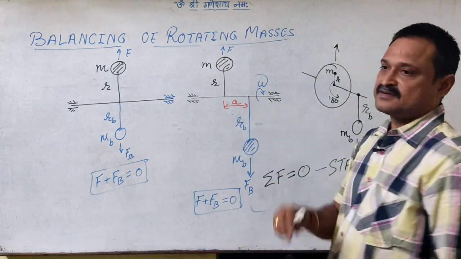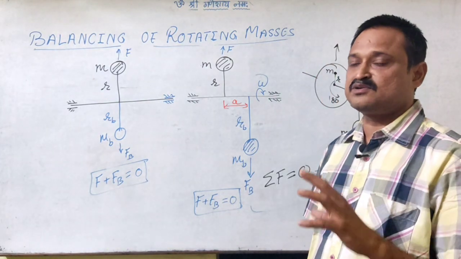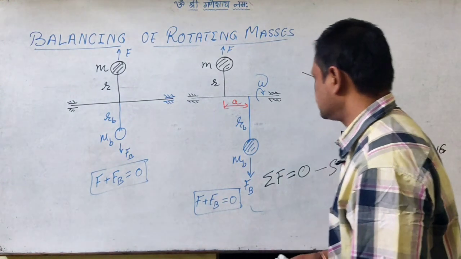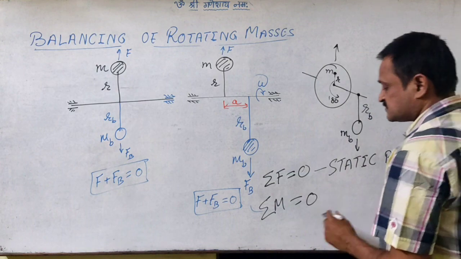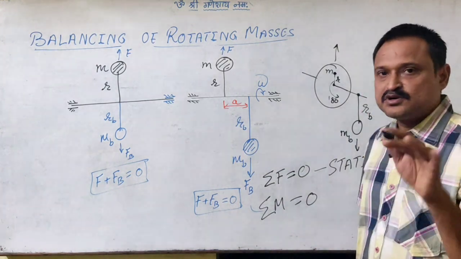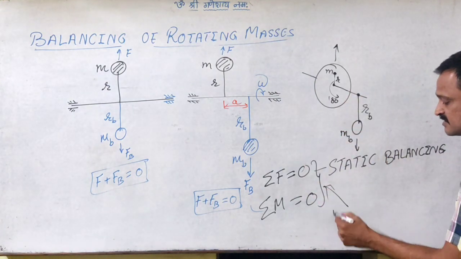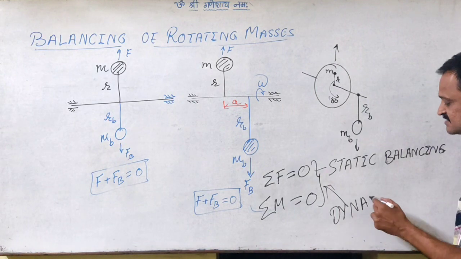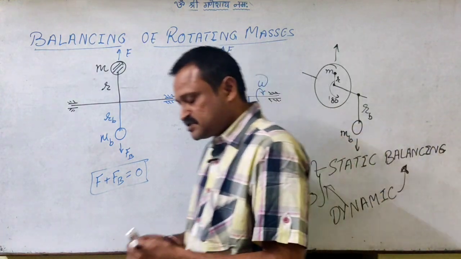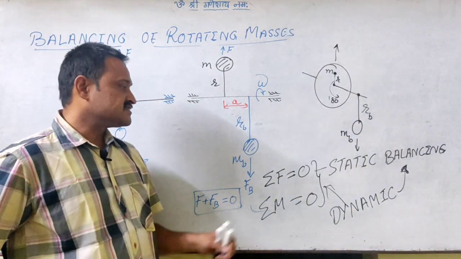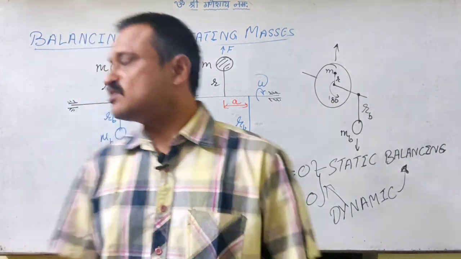Now if I want the system to be in complete dynamic balance, or if I want to have the dynamic balancing of the system, then I need to have the summation of the moments also equal to 0. When these two conditions are satisfied, we call this dynamic balancing. So for dynamic balancing we have to ensure that the summation of forces is 0, as well as the summation of moments is also 0.